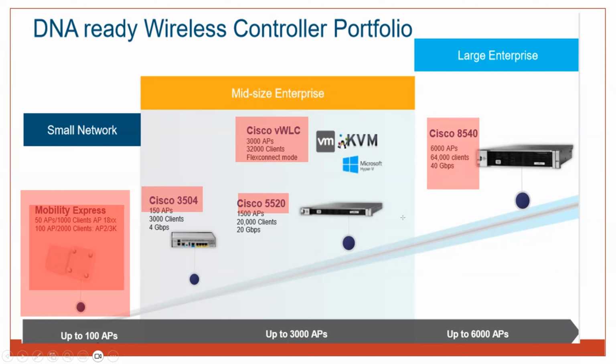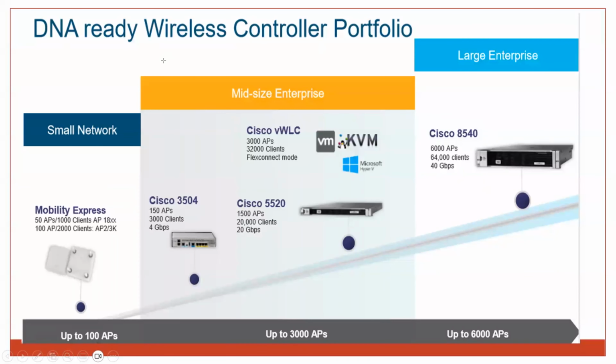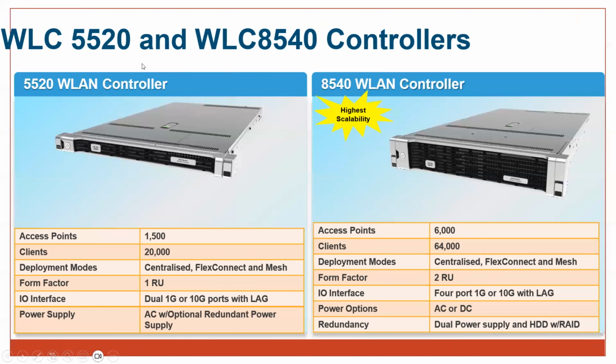But if you go and see 9800, they are IOS XE based controllers. These are AireOS based controllers. You can see that they can handle up to 3000 or 6000 APs. So it depends on how many APs you want to handle; according to that, you can choose the controllers. I think this is a little bit older slide. That's why you can see this 5520 is a very popular AireOS controller, 5500, and then you can see 8540.